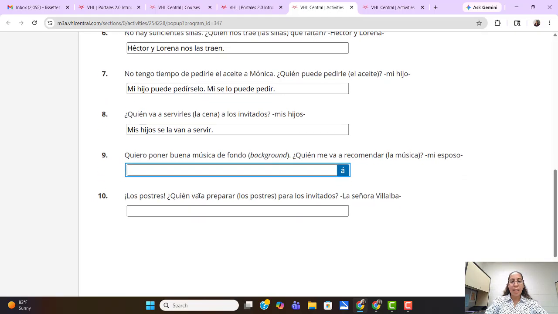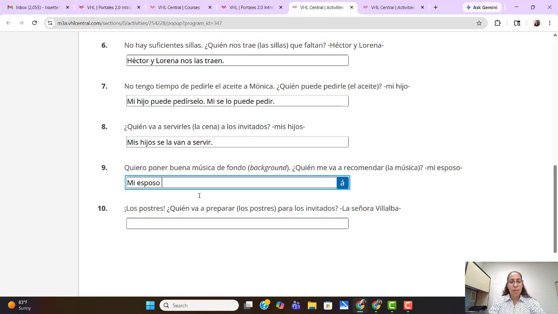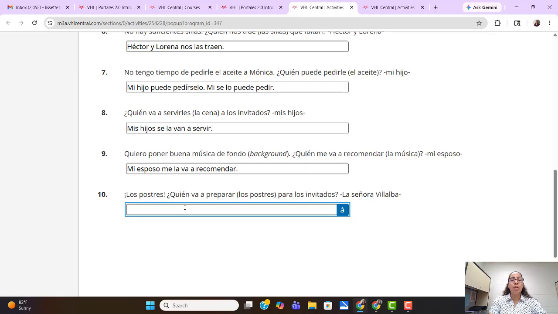Quiero poner buena música de fondo. ¿Quién me va a recomendar la música? Mi esposo me la va a recomendar. I think the reason she's answering her own questions is so that we don't confuse you by changing the verbs. Because if we throw in changing the verbs, especially to verb conjugations you're not comfortable with, oof, that's very difficult.